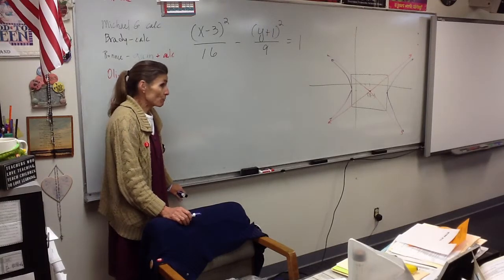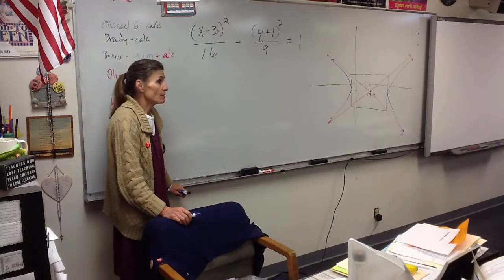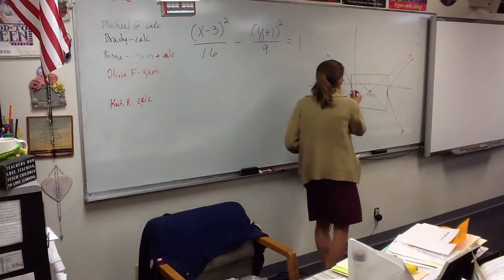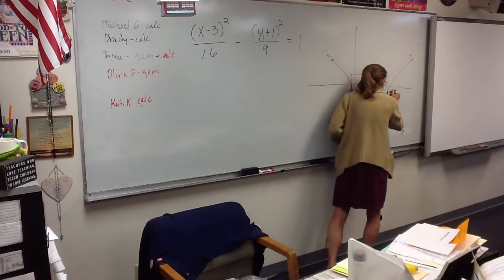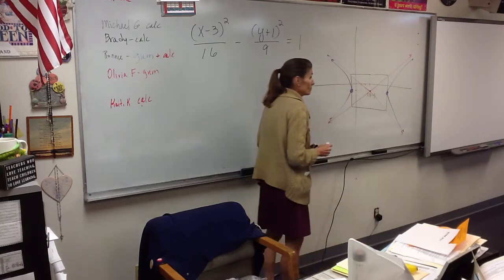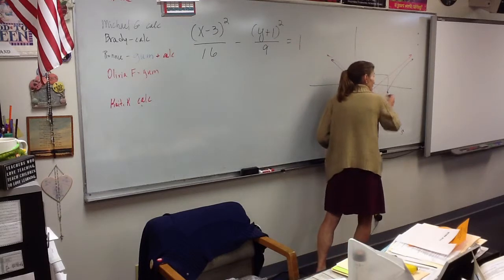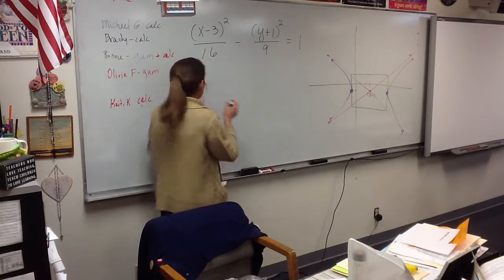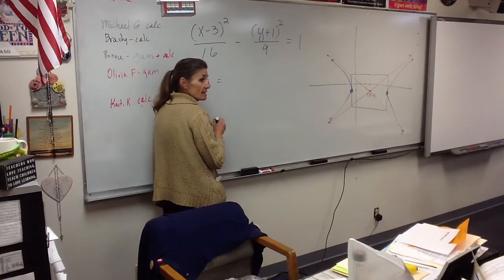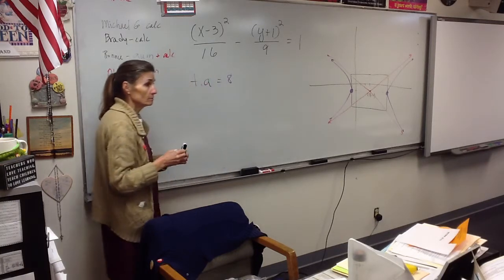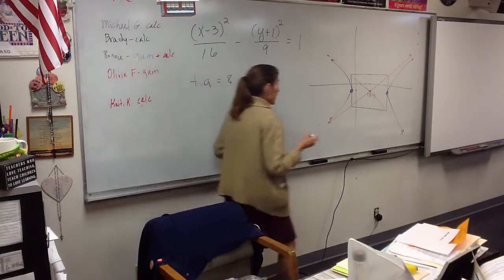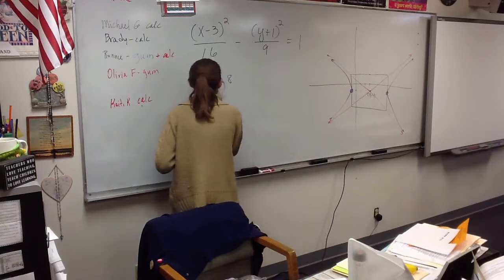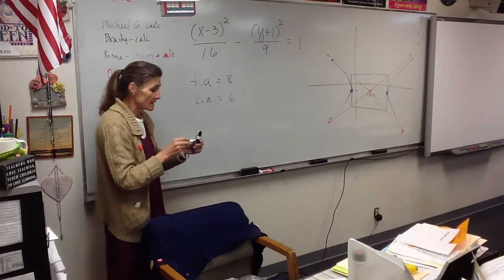Can we talk about a transverse axis now? I think we can. Our transverse axis joins our vertices. These purple points are the vertices. To get those purple points, you started at the center and did what? 4 to left and right. 4 left and right. So your transverse axis is 8. The other axis is 6. It's the conjugate axis, and it is 6 because you counted up and down 3.